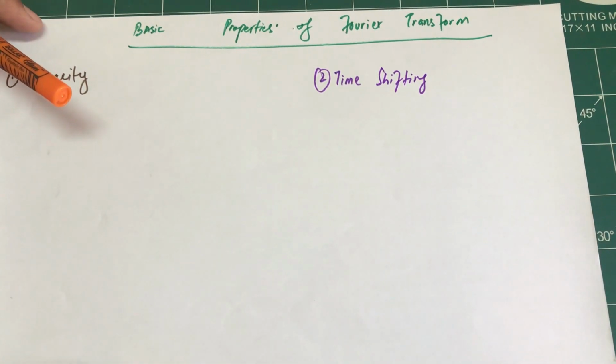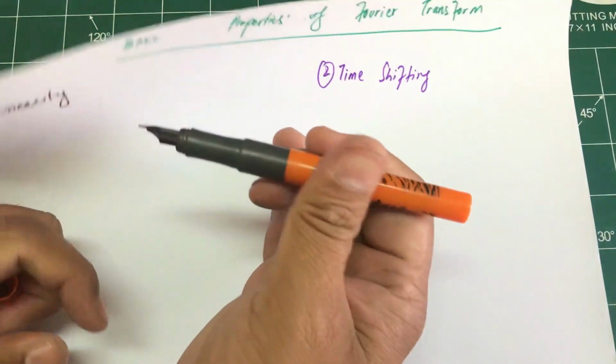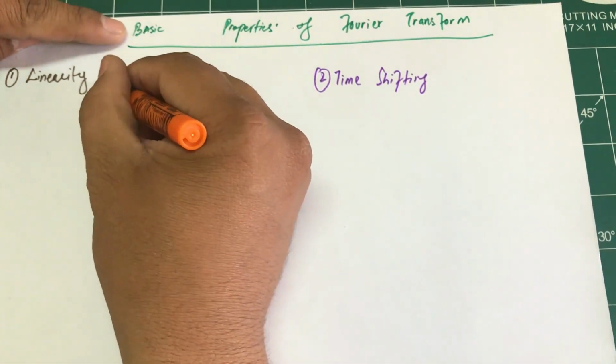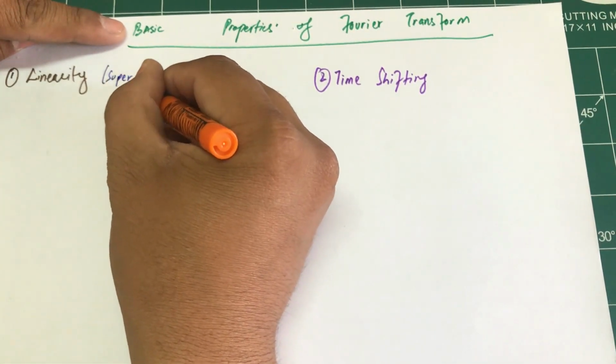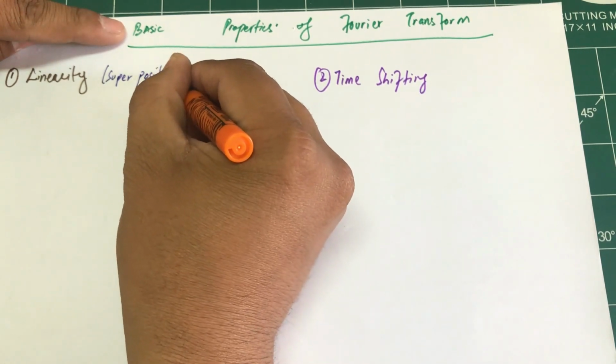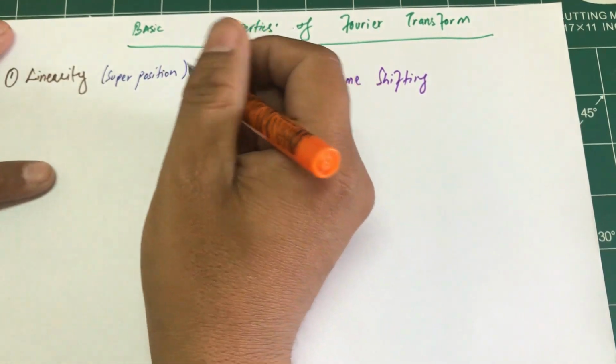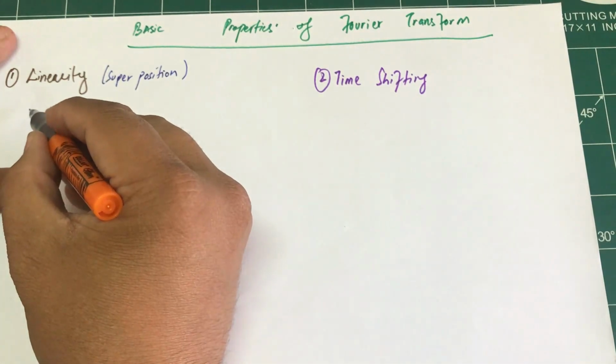Let's talk about basic properties of Fourier transform. The first property is linearity, also known as superposition. So here's property number one.